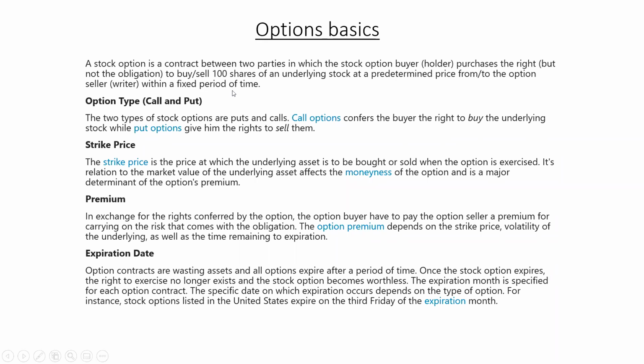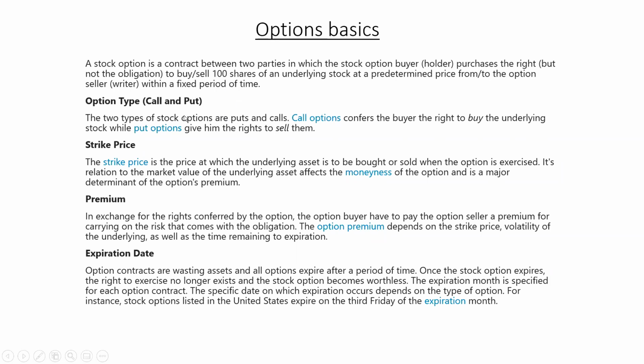This is theory, so you can get it anywhere on the internet, but let me read this. A stock option is a contract between two parties, one is the buyer and one is the seller. The buyer, the holder, purchases the right, but not the obligation, to buy or sell 100 shares of an underlying stock at a predetermined price from or to the option seller, the writer, within a fixed period of time. We'll see that in an example. The long lines might be confusing; I'll clarify in a few minutes.